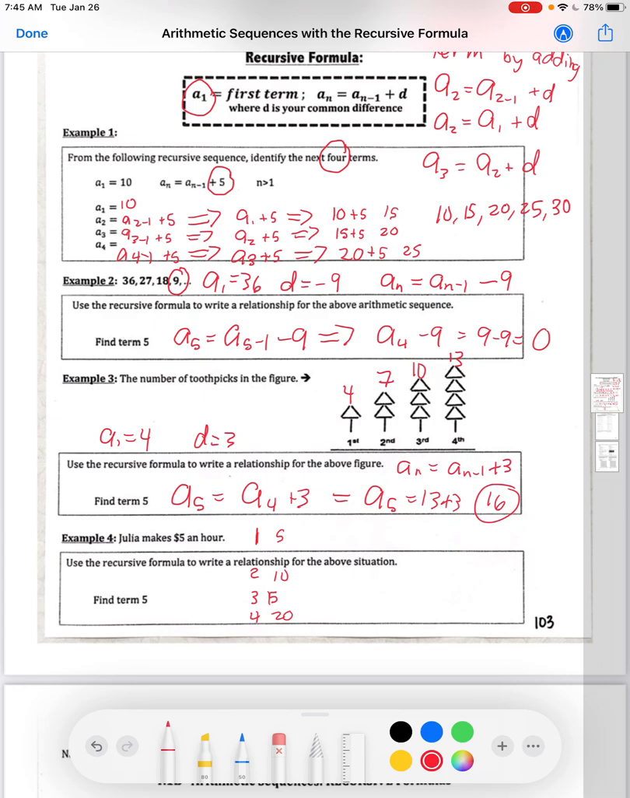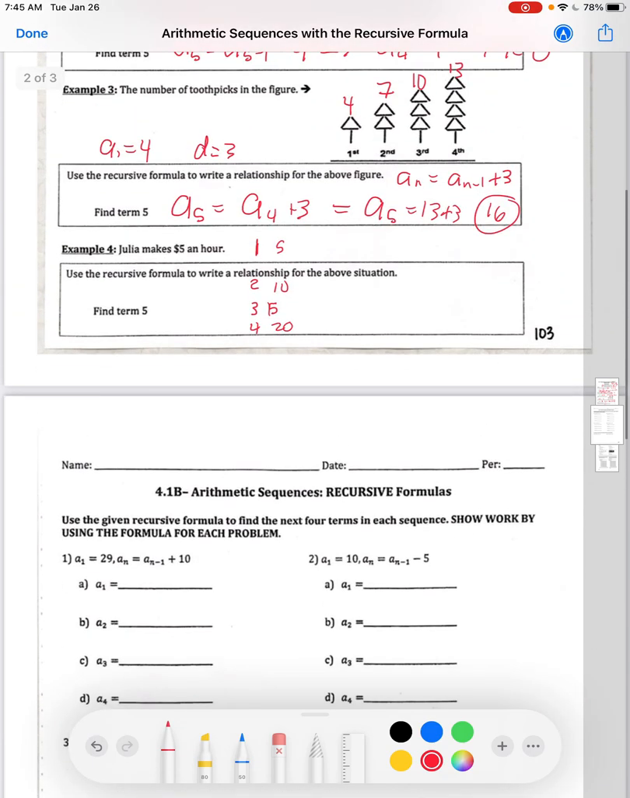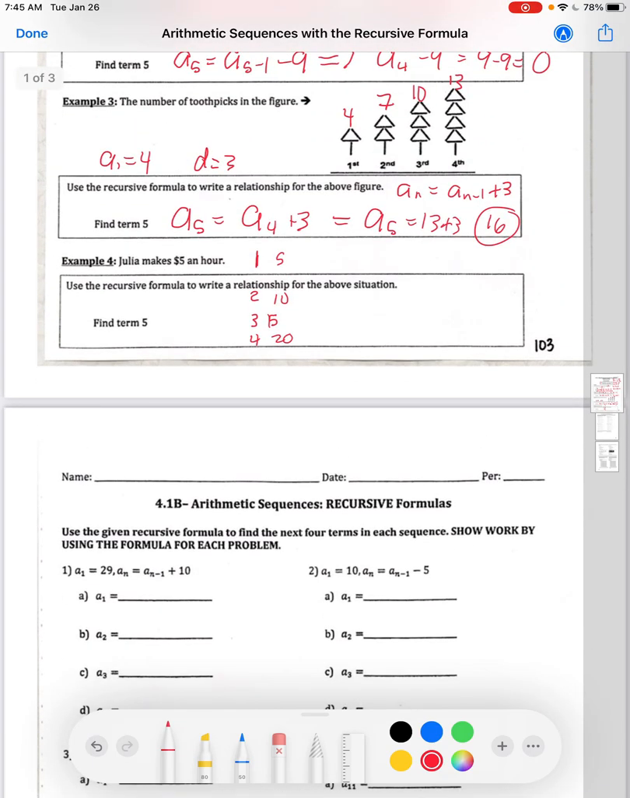This is one of those cases where we're going to start with our first number, 5, and keep going. So A1 is equal to 5. And our common difference is 5 as well.